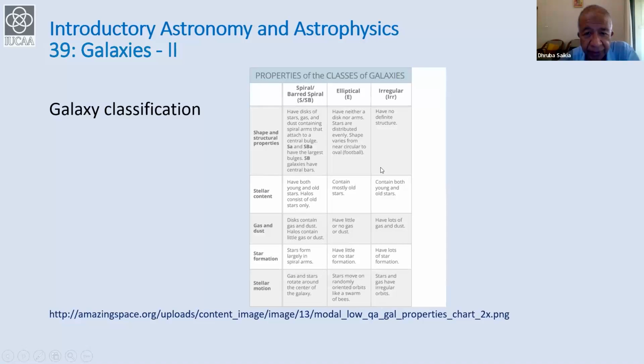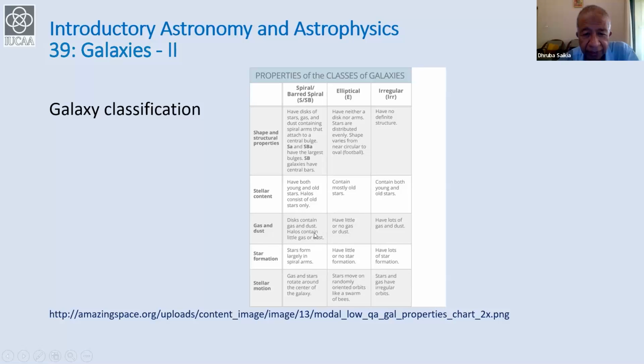Now, just to summarize it in a table here: spirals, ellipticals and irregulars. Spirals have disks of stars, gas, and dust containing spiral arms, attached to a central bulge. SA and SAB have the largest bulges. SB galaxies have central bars. Ellipticals have neither disk nor arms. Stars are distributed evenly, and the shape varies from near circular to oval. When he says football, it's an American football. Irregulars have no definite structure. Spirals have both young and old stars. Halo stars consist largely of old stars. Ellipticals are largely old stars. Irregulars contain both young and old stars.